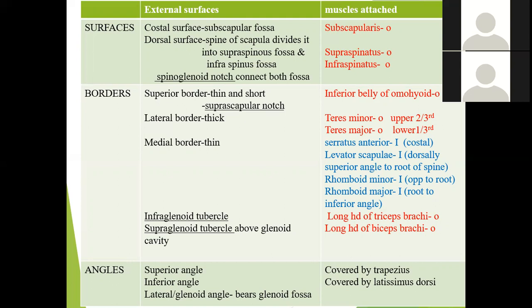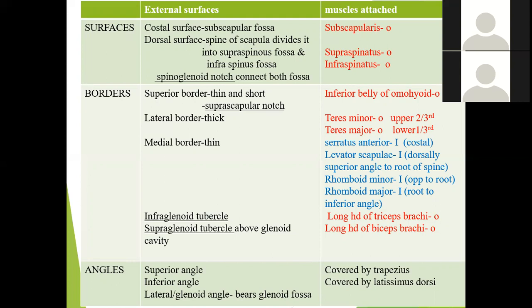Okay. So parallelly, we can see muscle attachments in this region. What are the muscles attached to the surfaces, what are the muscles attached to the borders, and what are the muscles attached to the angles? First we can go for the muscles attached to the surfaces. Already we saw the costal surface has a fossa called the subscapular fossa. Here it gives origin for a muscle called the subscapularis muscle.